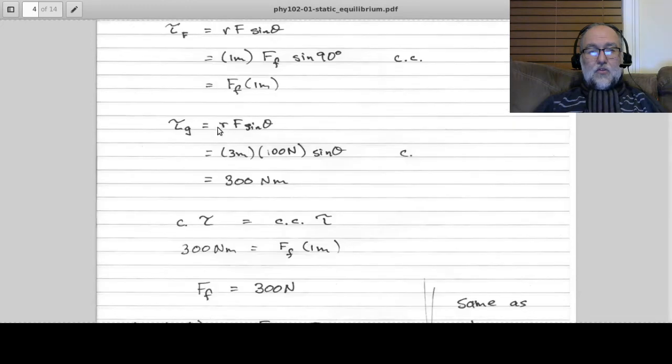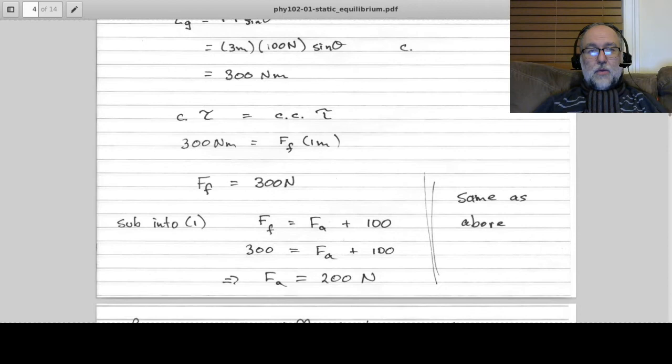The torque due to the load, tau g, is r F sine theta. r is now 3 meters because we're going all the way across the entire bar. F is 100 newtons because that's the load. Sine of theta is 1, and that gives us 300 newton meters, and that one was clockwise. So the fulcrum was counterclockwise, the load was clockwise. The clockwise torques have to balance the counterclockwise torques. So 300 newton meters must equal Ff times 1 meter. The meters cancel out, units work out, and you get that the fulcrum force is 300 newtons.